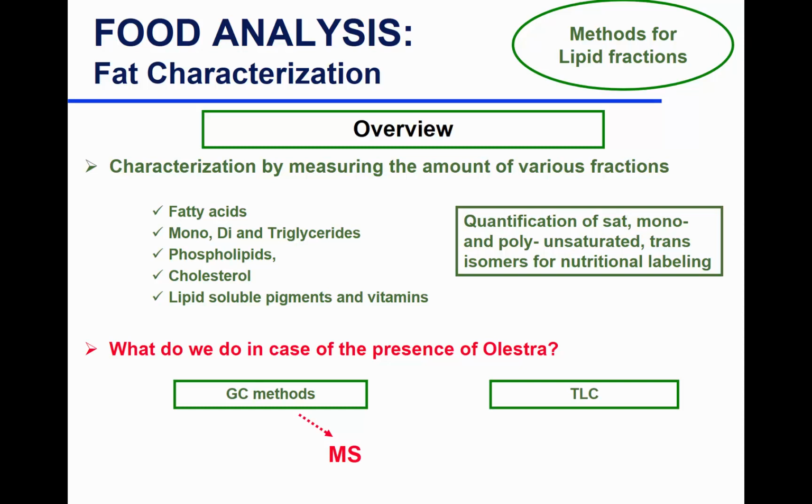So the characterization of these fractions can be done by GC methods. If we do mono and di, sometimes you use LC with nonpolar phases or columns. And of course, if you link to MS, you get better identification. If you do thin layer chromatography, and I'll show you an example in a minute, you can do qualitative determination of the different components you have in your sample.